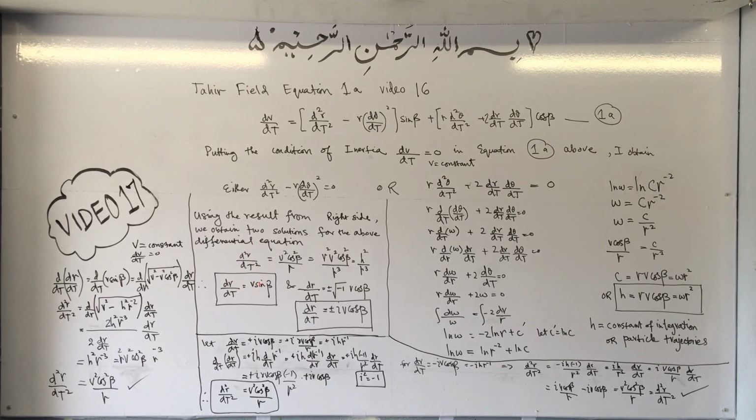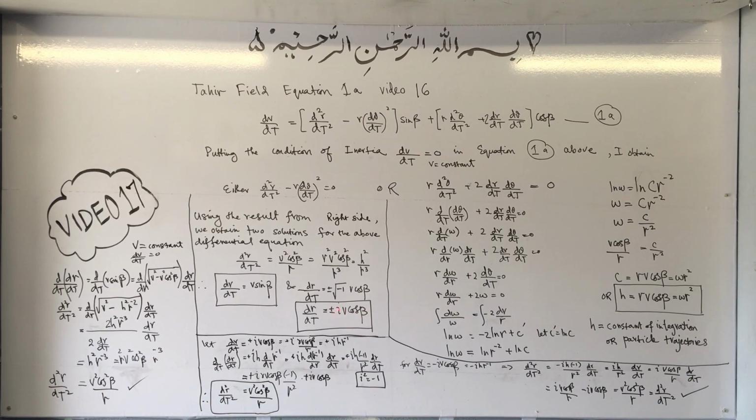One is dr over dt is equal to v sin beta, and the other is dr over dt is equal to plus minus iota v cos beta, where plus minus iota is rotation of 90 degrees in opposite directions, one in the positive direction and the other in the negative direction, depending on which direction you have taken positive or negative upon the convention.